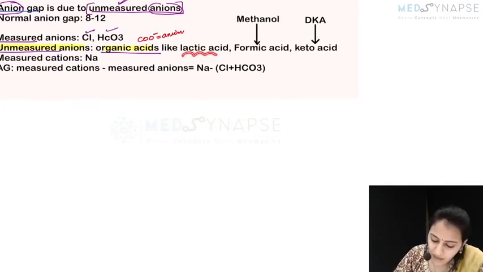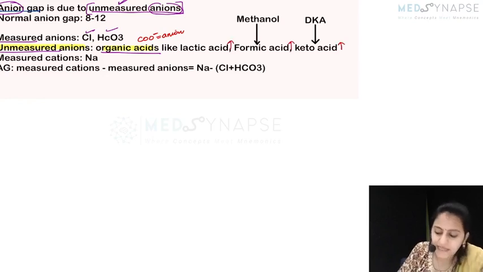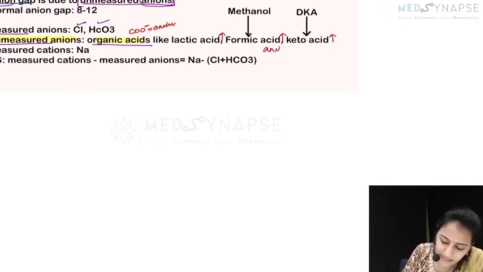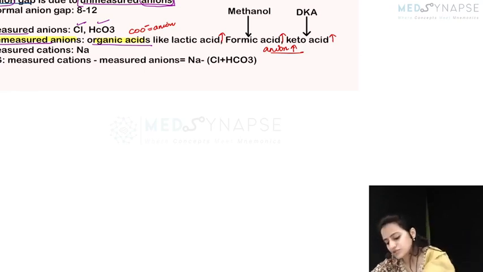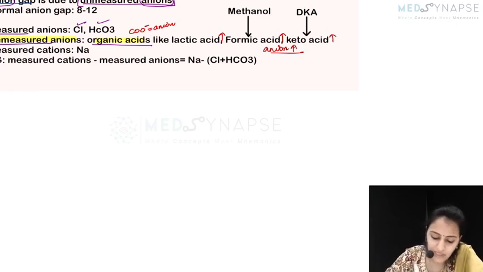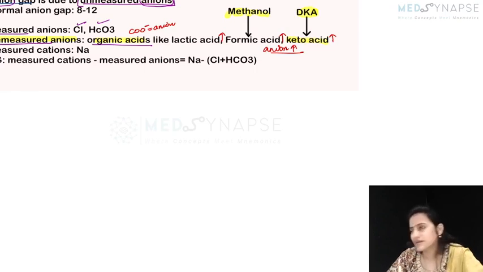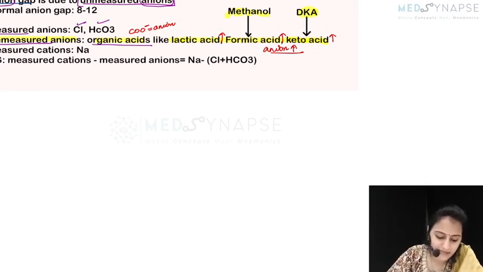So whenever these organic acids increase, what will happen to the anion gap? If lactic acid increases, formic acid increases, keto acid increases, what will happen to the anion gap? Increase, because you are increasing these unmeasured anions, so the gap is increasing. So lactic acidosis is HAGMA, high anion gap metabolic acidosis. When is formic acid formed? Methanol poisoning, right? Methanol forms formic acid. Keto acid is formed in diabetic ketoacidosis. So all of these are causes of HAGMA, high anion gap.